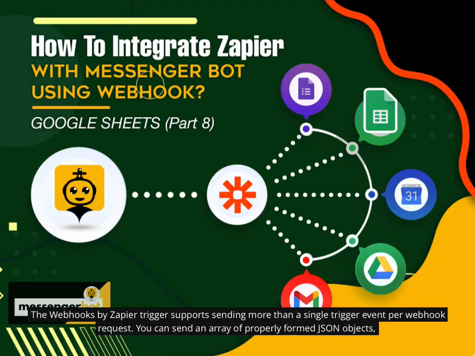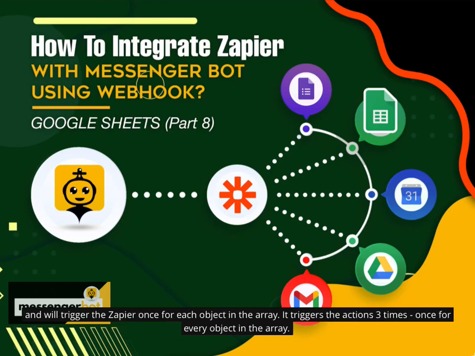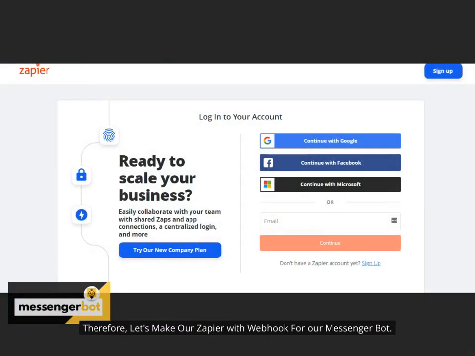The Webhooks by Zapier trigger supports sending more than a single trigger event per webhook request. You can send an array of properly formed JSON objects and it will trigger the Zapier once for each object in the array. It triggers the actions 3 times, once for every object in the array. Therefore, let's make our Zapier with Webhook for our Messenger bot.